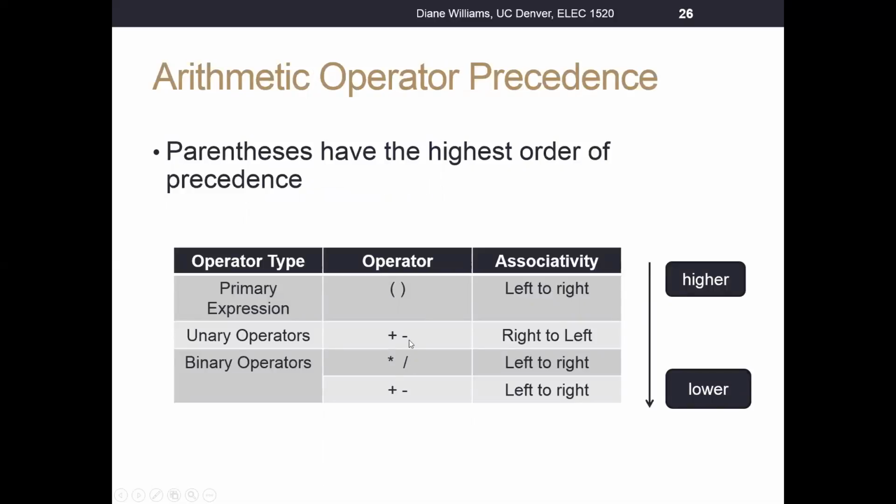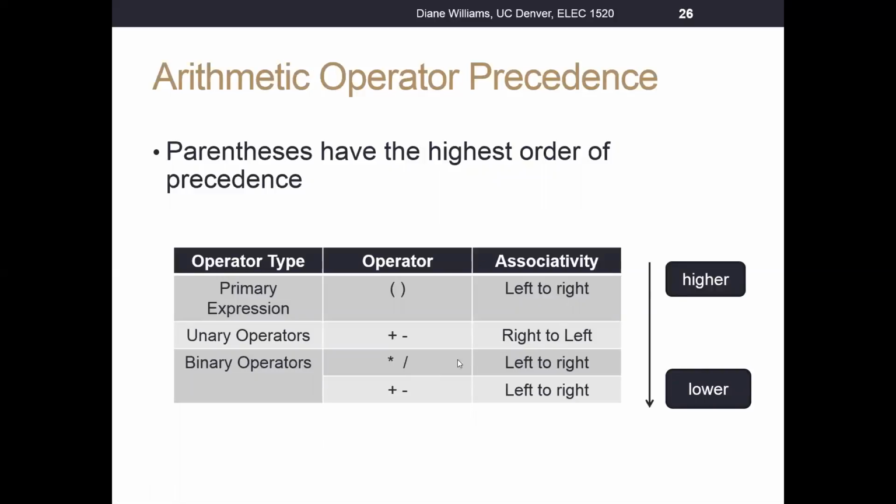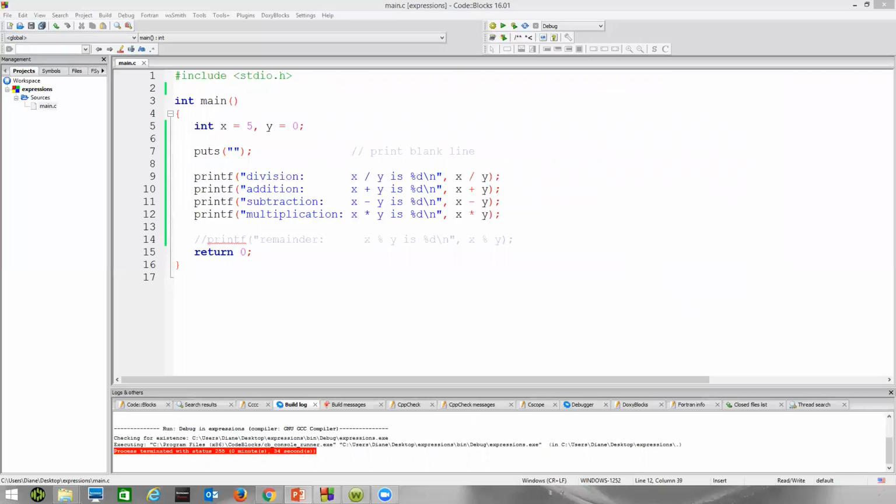So our unary operators go here. So we have parentheses highest, then unary operators, then our binary operators in this order. That's the end of arithmetic operators.